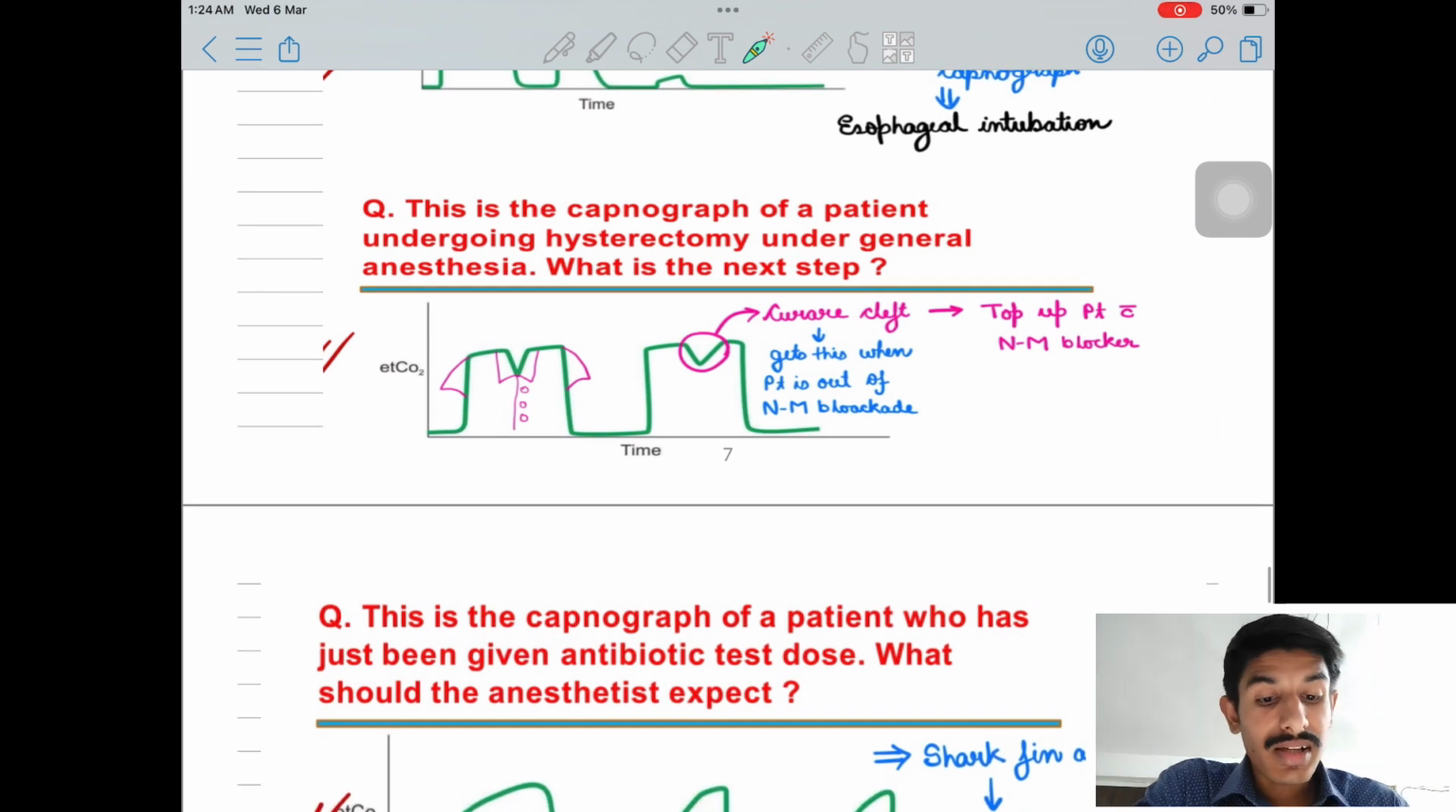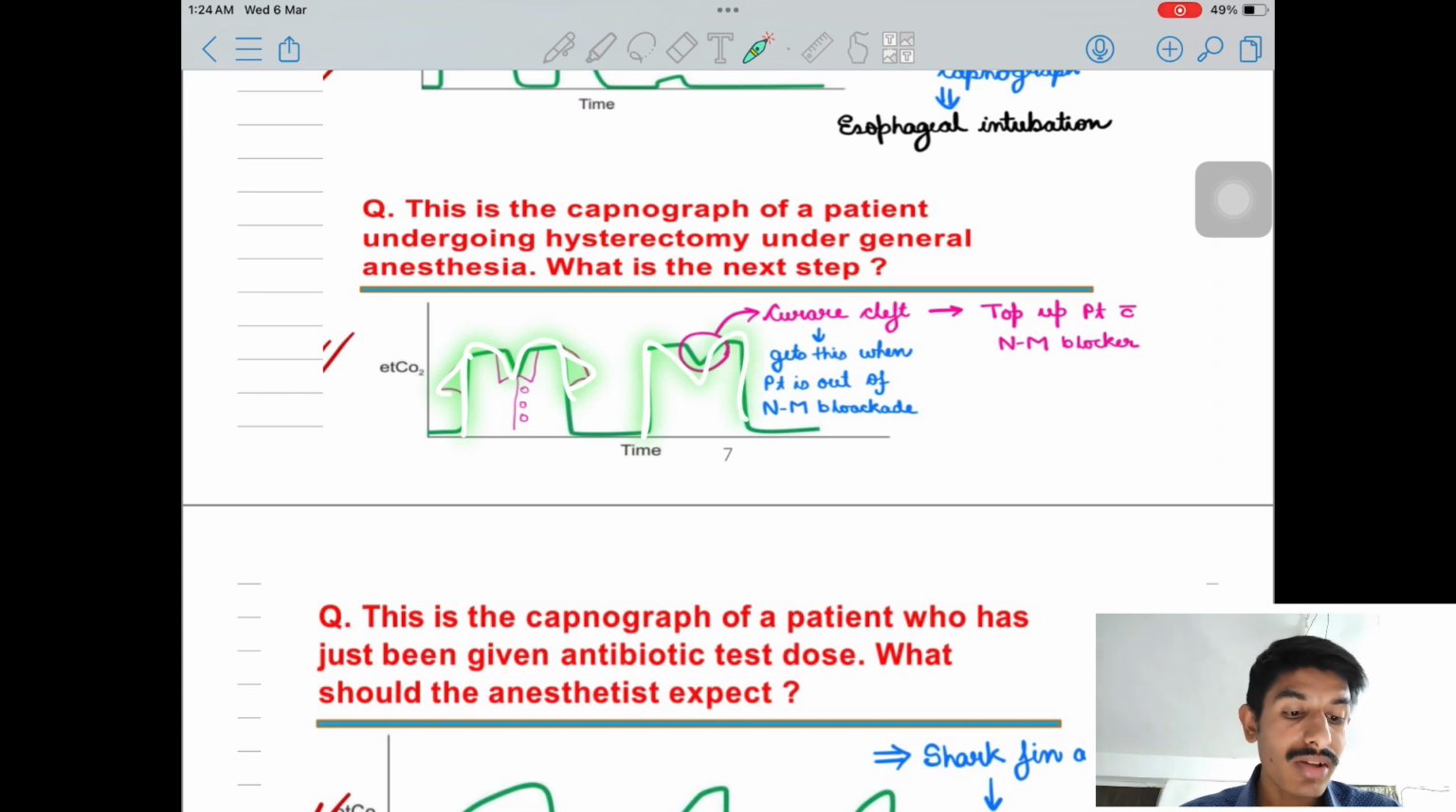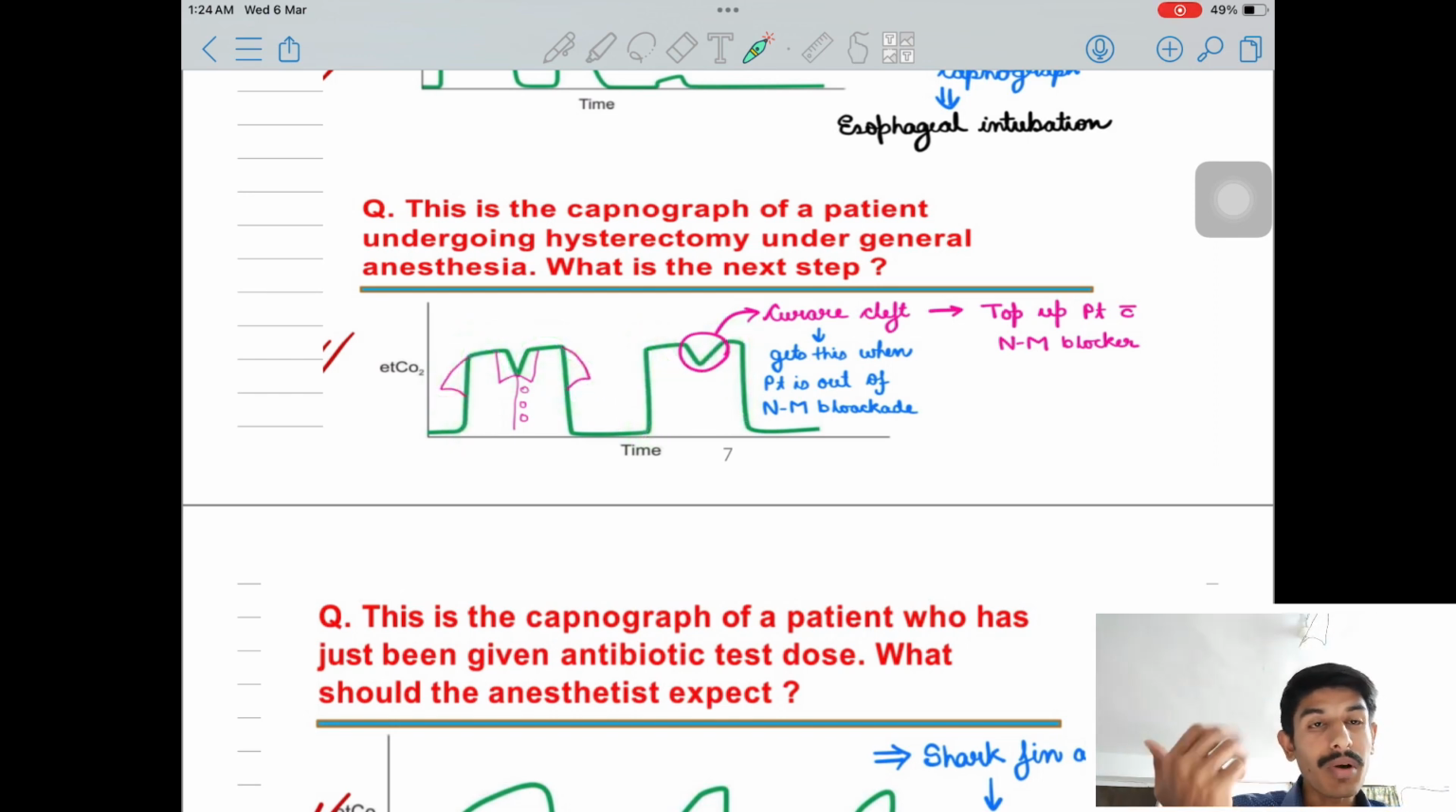Now the next one is the kind of shirt pattern. You can see there is a notch. This is the graph of a patient undergoing hysterectomy under general anesthesia. The patient is under anesthesia. When you see this type of M shape, I see it as a shirt always. You can see this notch is coming. At that time you should give a top up of anesthesia, because the patient is slowly coming out of the anesthesia. Top up means you are giving more anesthesia to make him unconscious and asleep or paralyzed again.